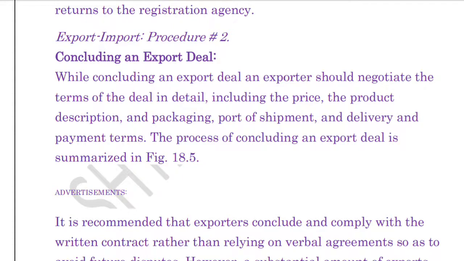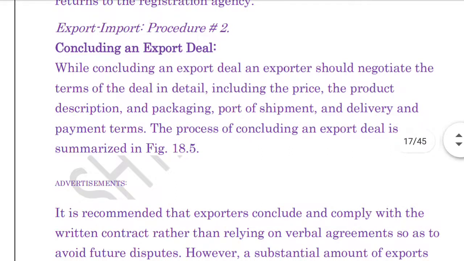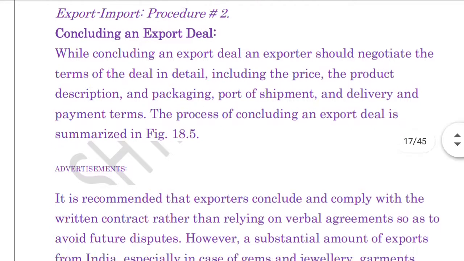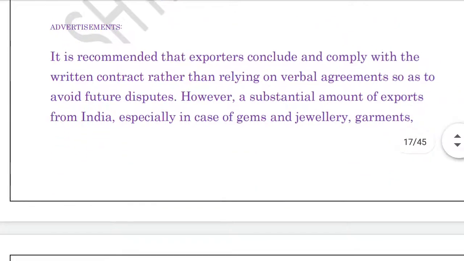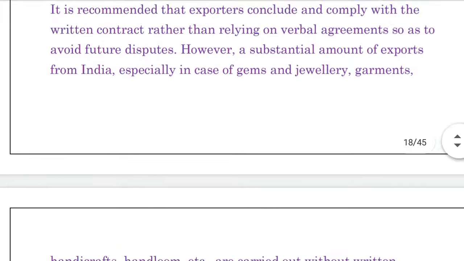Concluding an export deal. While concluding an export deal, an exporter should negotiate the terms of the deal in detail, including the price, the product description and packaging, port of shipment and port of delivery, payment term. The process of concluding the export deal is summarized in the figure, and we'll study this.